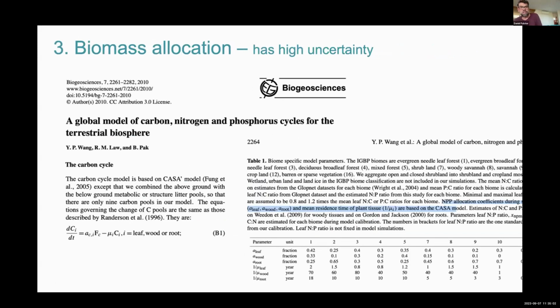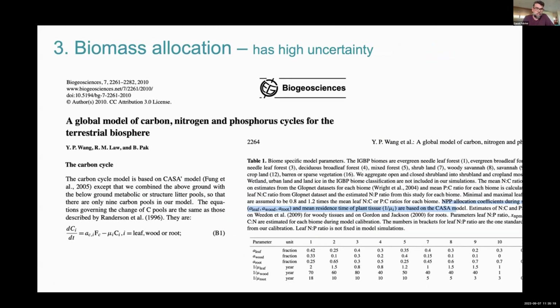Okay, my third example is about biomass allocation. And what I've been hearing from the community is that it has very high uncertainty. It's very important, but I wanted to think about what we can say that could be useful.